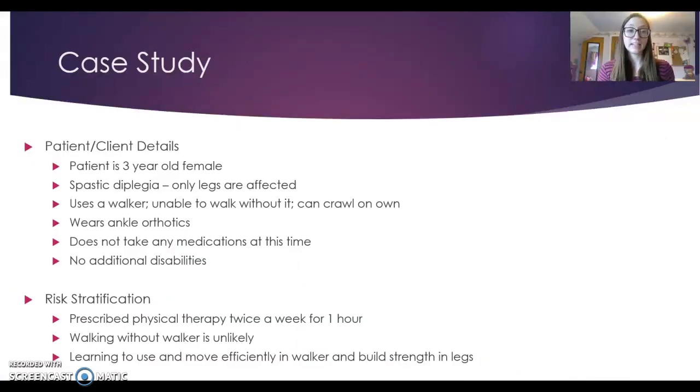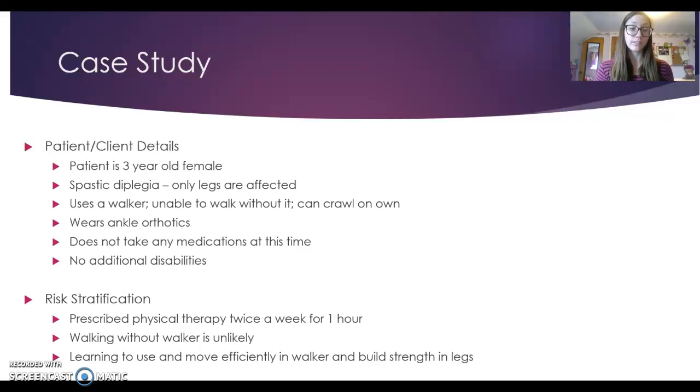And for my case study, I did a patient who is a 3-year-old female. She has spastic diplegia, which means only her legs are affected. She does use a walker. She was only crawling independently prior to the walker, so she was unable to walk and is unable to walk without her walker. She does wear ankle orthotics, and she doesn't take any medications at this time and has not been diagnosed with any other disabilities.